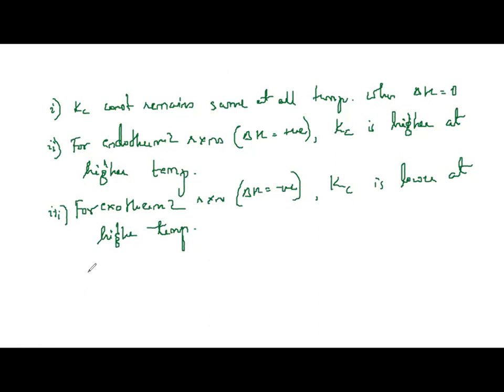In the first case we have seen K2 is equal to K1 when delta H is 0. In the second case, we have seen that K2 is greater than K1. And in the third case, we have seen K2 is less than K1. So these are the three characteristics of equilibrium constant.